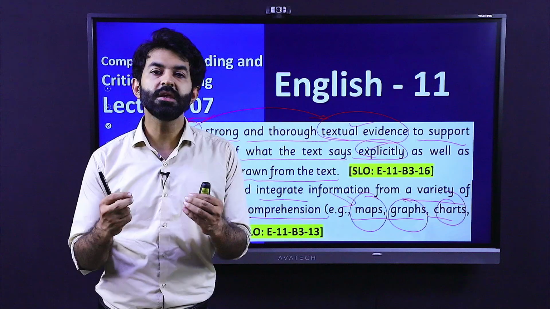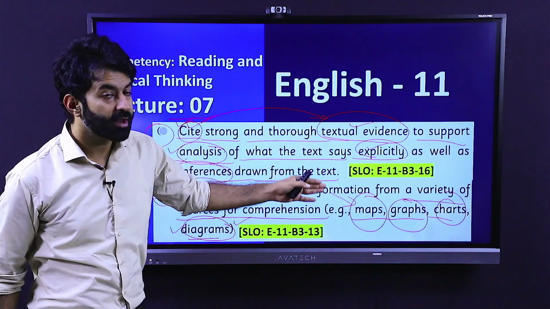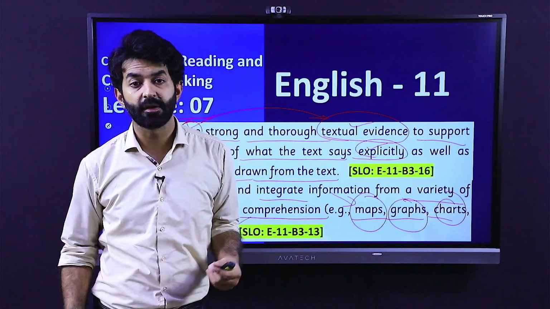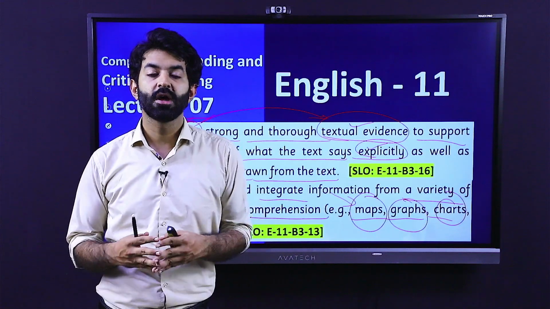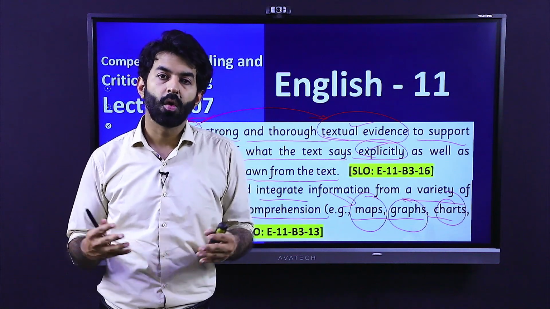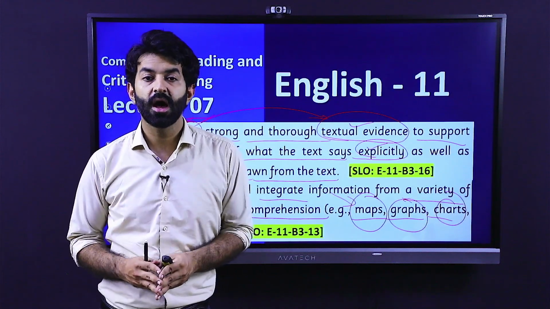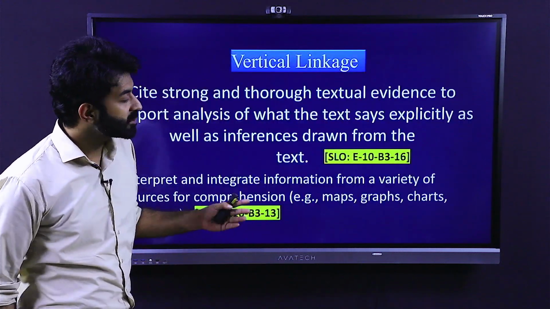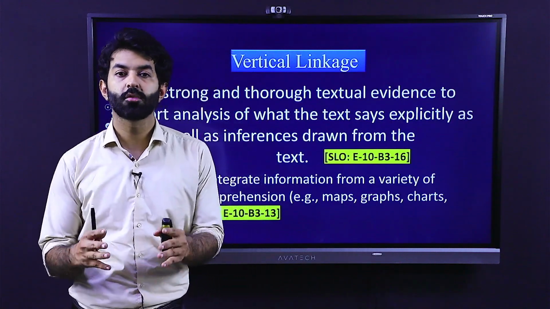So I hope that these two learning outcomes are clear. The first one, we will analyze a text, anything that is written. And for the second one, we are talking about graphs, charts, bar graphs, diagrams, and all these different kinds of sources. Now, this also falls under our reading comprehension clearly. Now, let's move on, students. I hope that you have understood the learning outcome quite well.